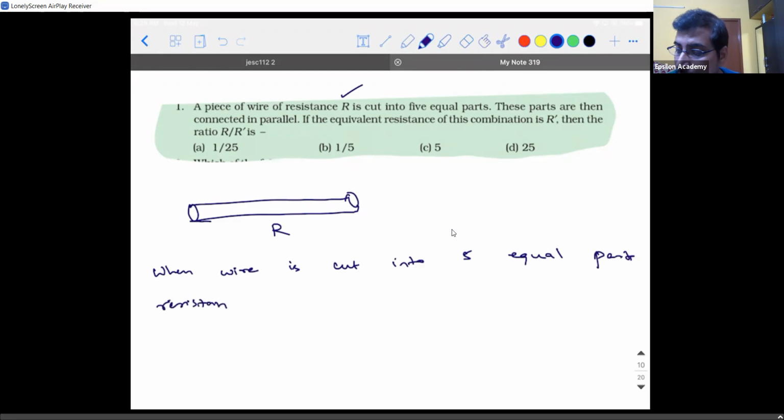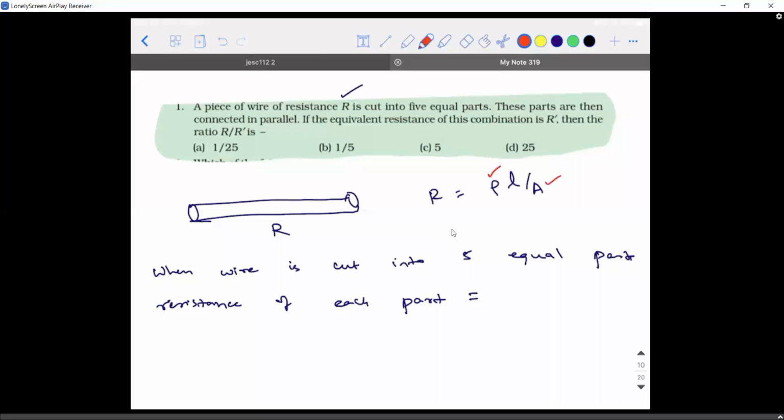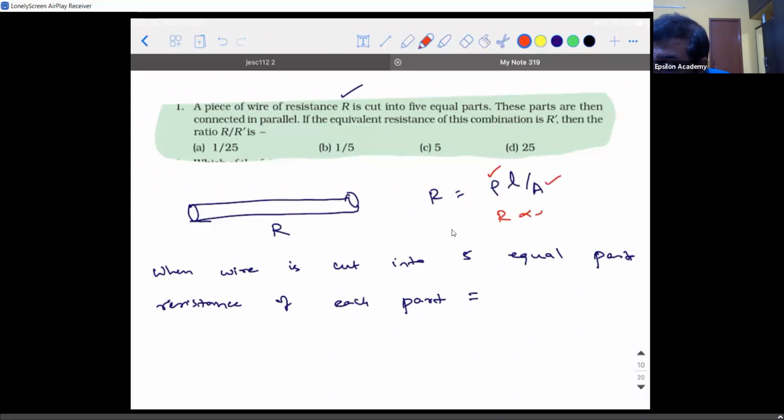Resistance of each part is how much? R is equal to rho into L divided by A. So here what all parameters are constant? It is the same wire. So resistivity is constant, length, area of cross section is constant. So R is directly proportional to L.